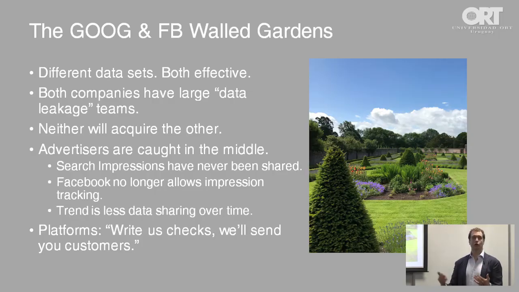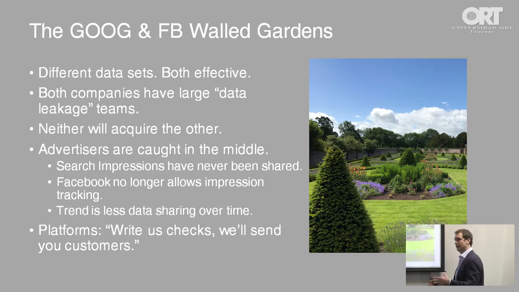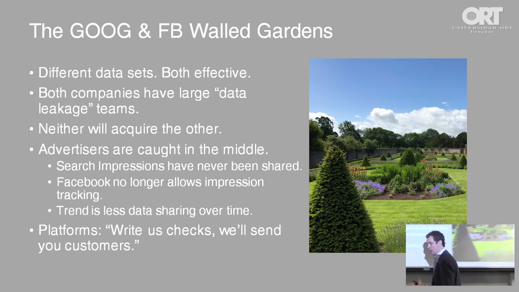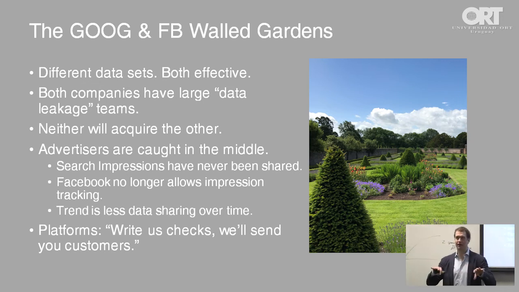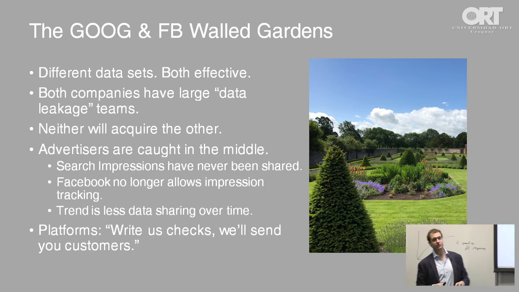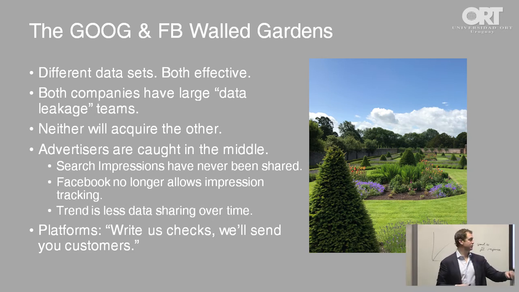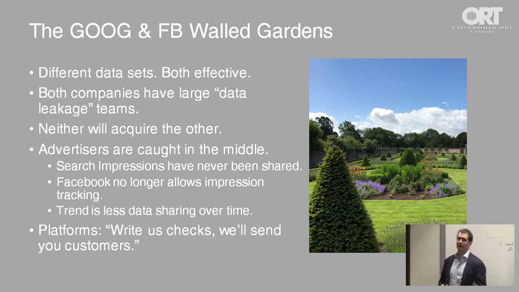And advertisers are caught in the middle. You have two giant companies with very valuable data sets who are working very hard to keep that data away from anybody else and monetize it. Facebook no longer allows impression tracking. Google never allowed impression search tracking. And the trend is less data sharing over time. Every time these companies can pull back data from advertisers, they are trying to do it.